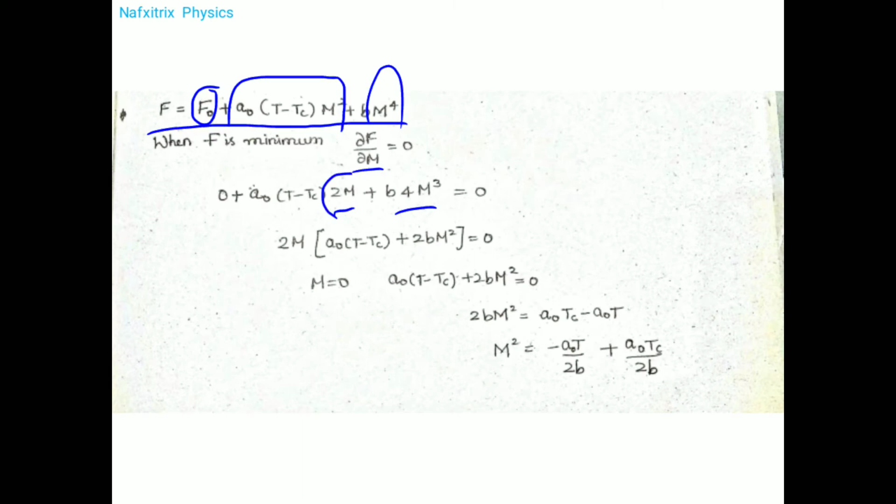From this, if we take 2M common, since 4M cube is 2 into 2 M into M square, we finally get 2M times A naught into T minus Tc plus 2M square into B, which equals 0. It is of the form AB equals 0, so either A equals 0 or B equals 0. So either M equals 0 or else this part of the equation equals 0. If we make this part of the equation 0, we would get this.